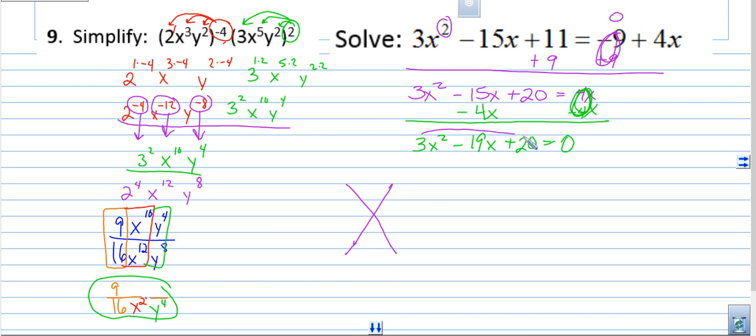So now you're going to slide, so that's 3 times 20 is 60, and then negative 19 goes on the bottom, okay? And then we need the numbers that multiply to 60 and add, since it's a positive 60, to negative 19, and that's 15 and 4, and then it needs to be negative 15 and negative 4 to get a negative 19 and a positive 60. Okay, so then I'm going to go, okay, x minus 15 and x minus 4 equals 0, but don't forget about this 3.